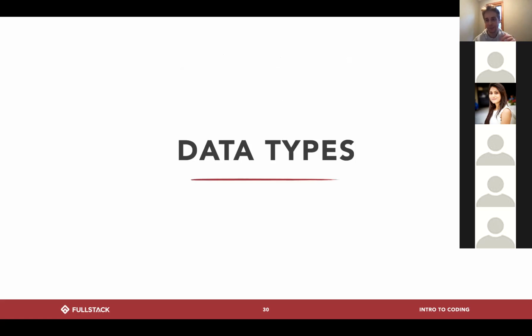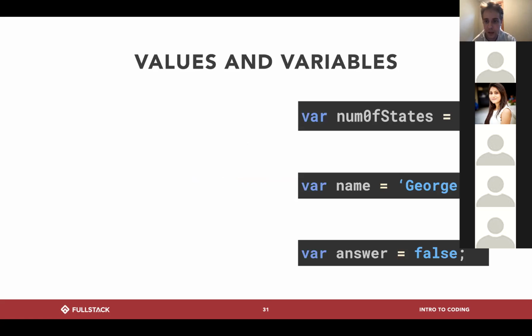So, data types. Data is information, right? Like the number 2 is a piece of data. So we're going to talk about all of the different types of data that JavaScript can use. Data is stored in variables. Variables are like boxes that you can store data in and then reference it later.